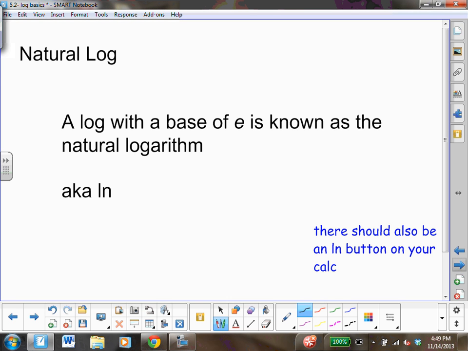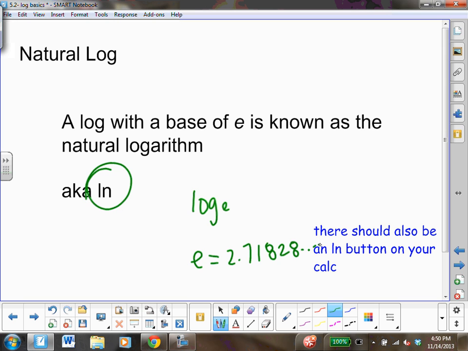A natural log is a logarithm with a base of e. We call it the ln. There will probably be an ln button on your calculator. But ln and the log base e are essentially the same thing. And in case you forgot, e is another irrational number, kind of like pi. e is about 2.71828, and it continues forever, just like pi does.